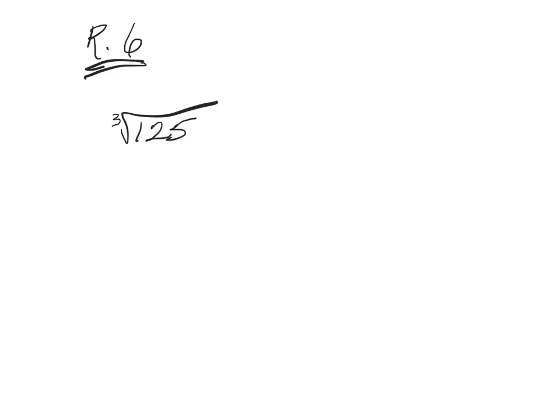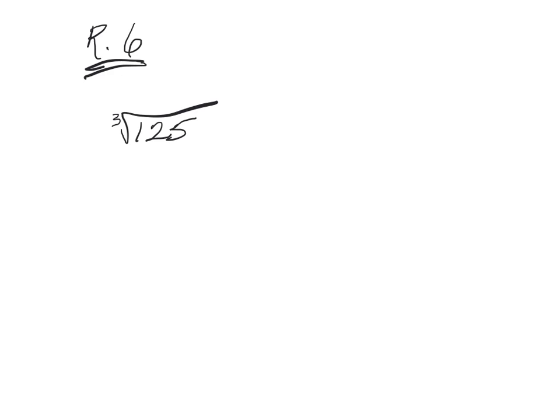Okay, so what we've got here is the radical, which is right here. This is the radical. This is called the index, and this is called the radicand. The 125 is called the radicand. So just some vocabulary there to remember.